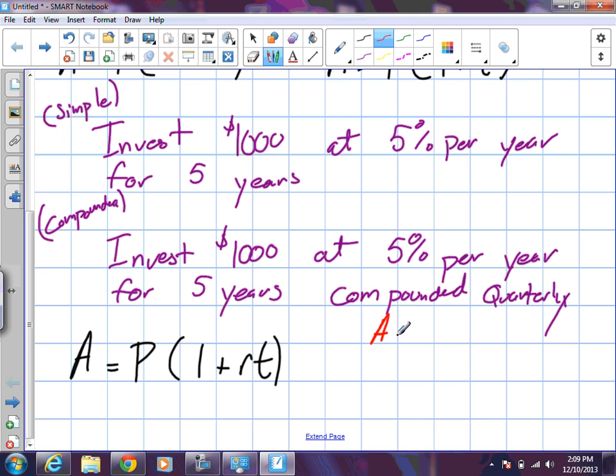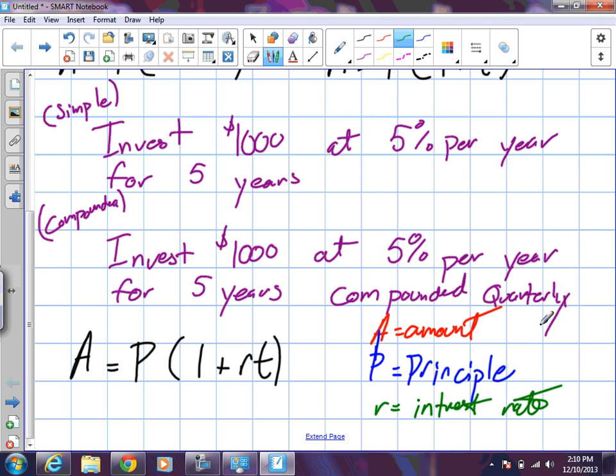I suppose we should write those on the side here, right? A is amount. P is principal. R is our interest rate. And finally, T is the time that's passed.